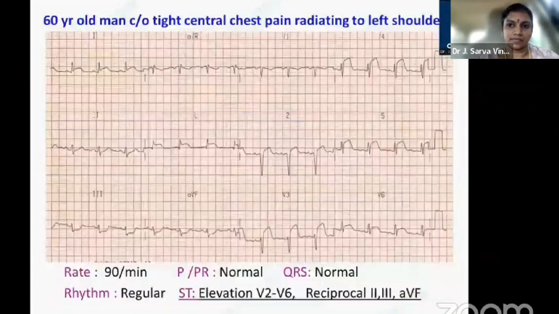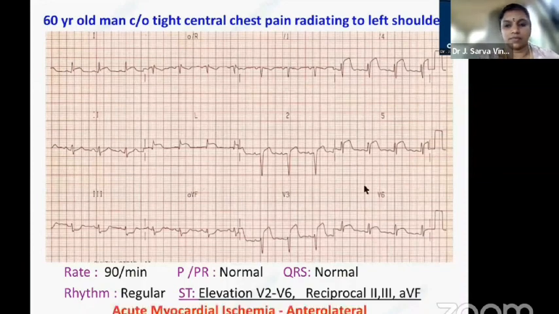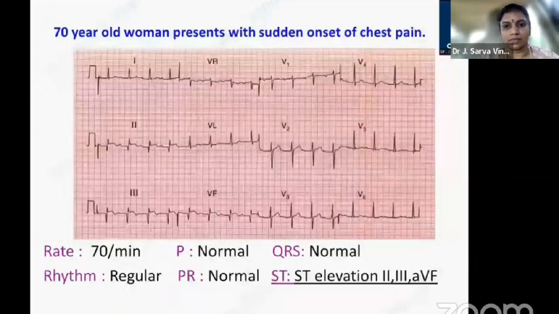What we can see here in the ST segment is an ST segment elevation occurring in V2 to V5. This is actually called a tombstone-shaped elevation. It carries high mortality. So this is an anterolateral ischemia. We can see the reciprocal changes also happening in the inferior leads.